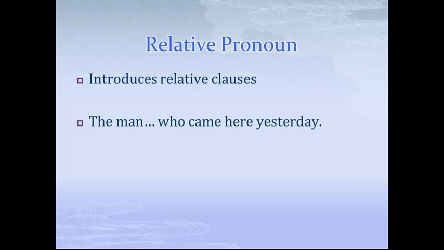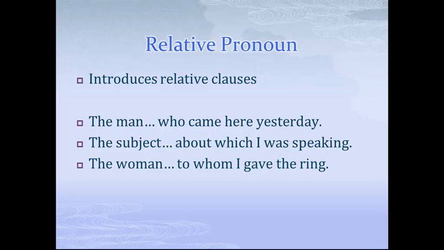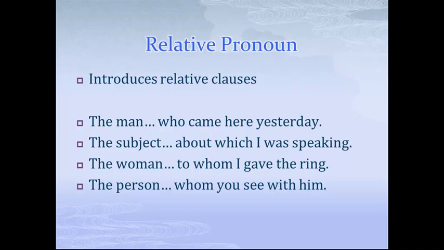Okay, the relative pronoun. This is the "who" or "that" kind of clause. So: the man who came here yesterday, the subject about which I was speaking, the woman to whom I gave the ring. What I've done in these examples is that the case the relative pronoun goes on depends on how it's used in its own clause. So you'll often find different cases being used for the relative. This shouldn't be of any problem to you in interpretation. It's not going to change your interpretation. But if you see things like "of which" or "to whom," or "the person whom you see with him," I've tried to mimic the cases.